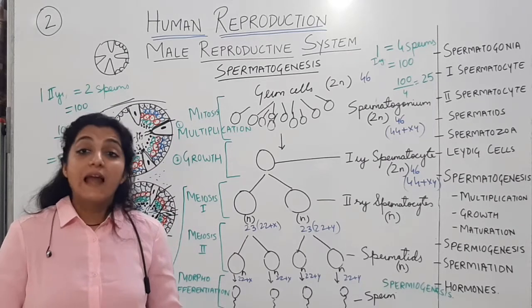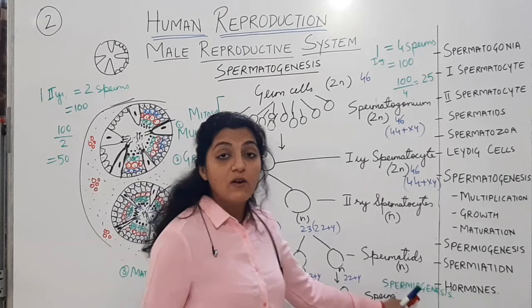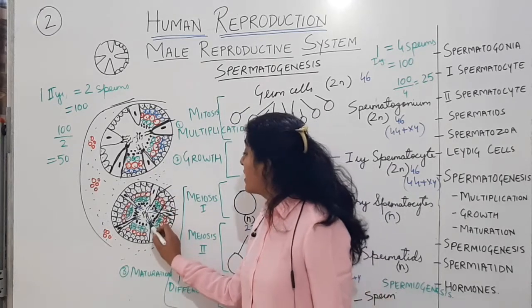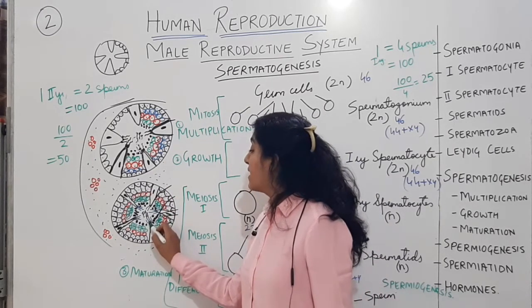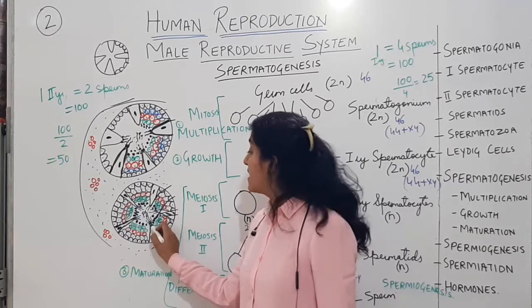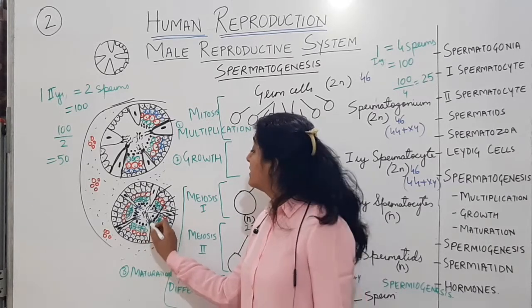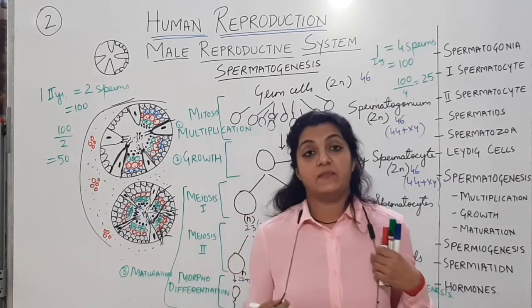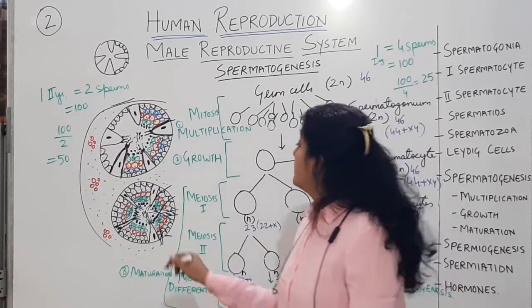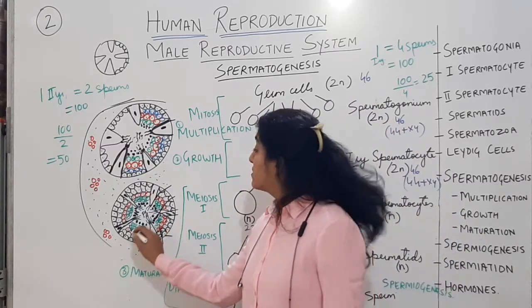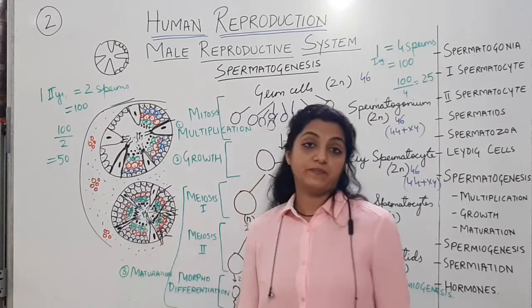Alright? Now, जब ये sperm ready हो जाएंगे, ये Sertoli cells को रहेंगे stick. Okay, they head towards the Sertoli cells. They are going to get the nourishment from here. The tail towards the lumen. Alright? When they are fully developed, they are nourished, they are going to be free in the lumen.